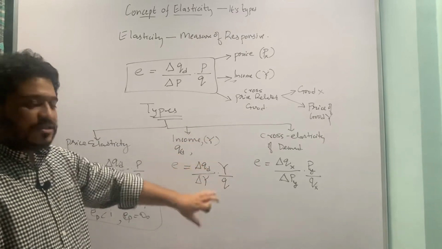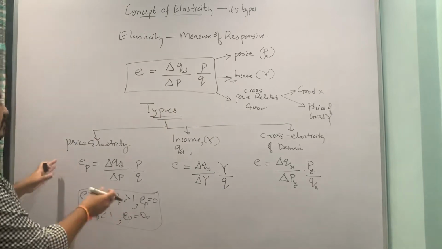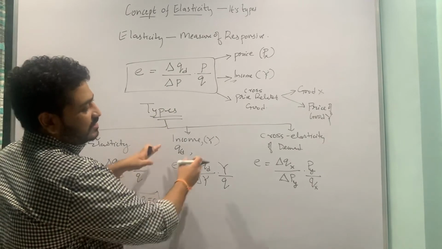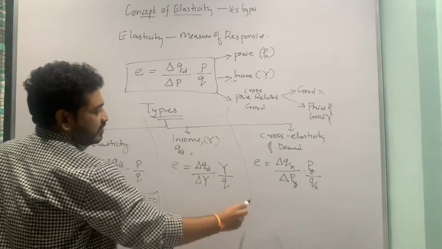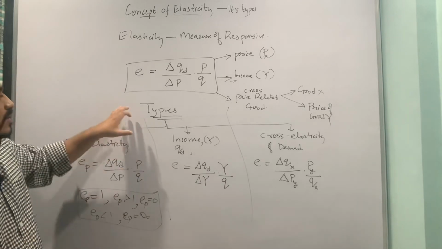You have to pay attention. It is the usual formula which we use to derive the formula for price elasticity of demand, then for income elasticity, and then for cross elasticity. I'll be dealing with all of these individually in the next three lectures, or more than three lectures, which I'll be uploading.